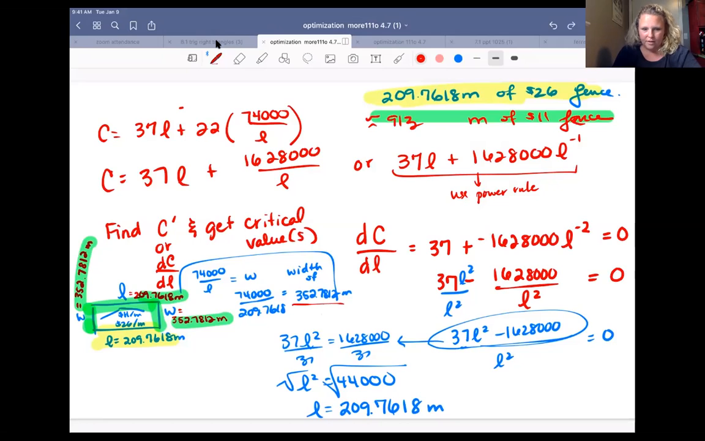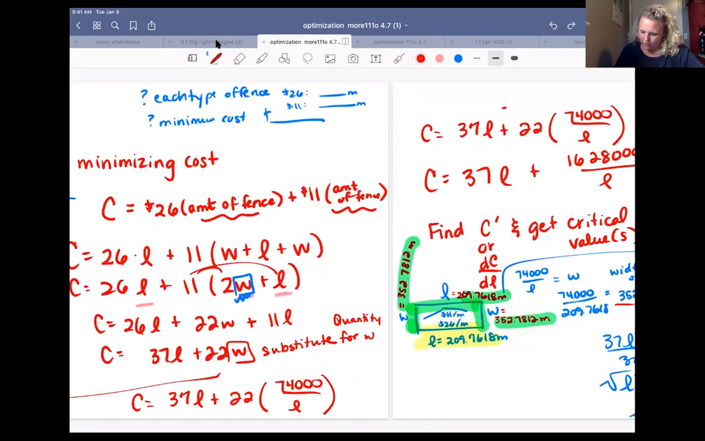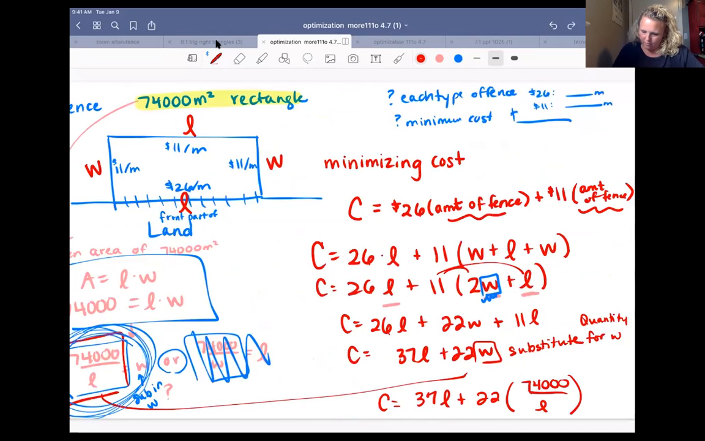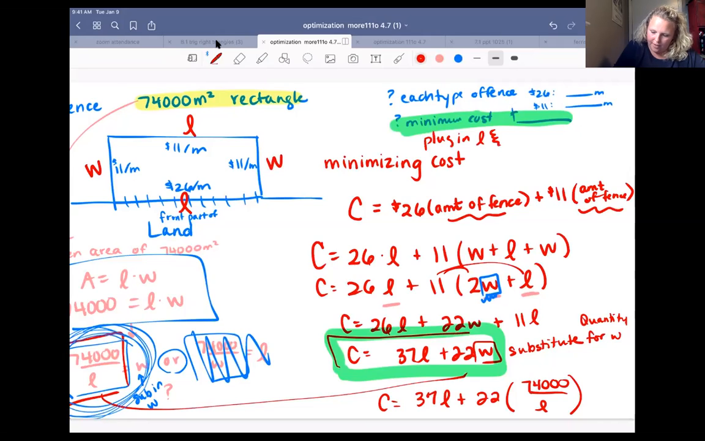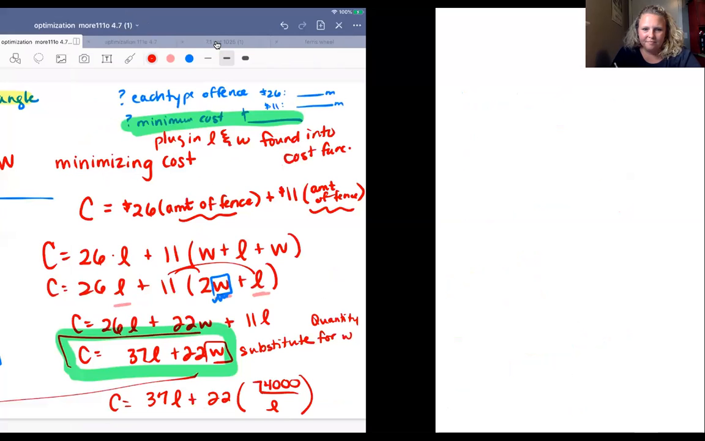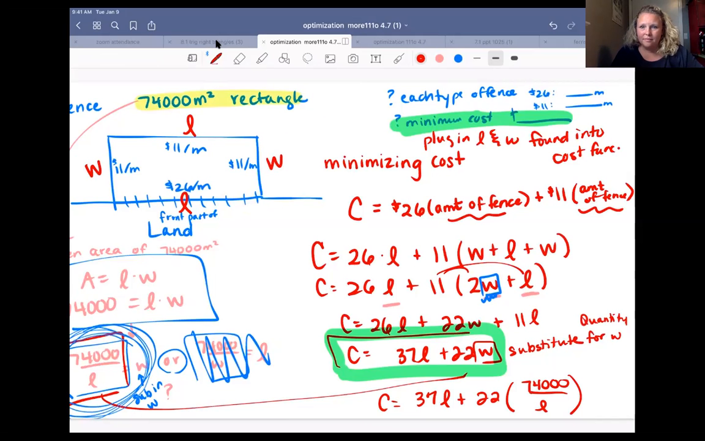And then the final question was, what is the minimum cost? So you know that cost function that we came up with here? Let me get a highlighter. This guy, you take your length and your width and you plug it into that cost function, and that will be your minimum cost. It should be pretty simple for that one. You just plug in the L and W that you found into the cost function that we made. And I think it ends up being somewhere around $15,000 for that one.